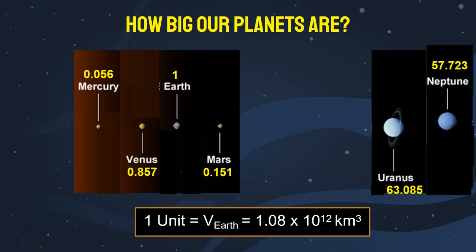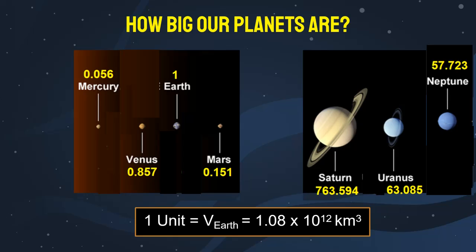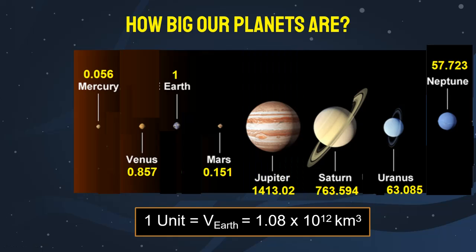Uranus 63.085. Saturn 763 times, okay, in size, in terms of volume. Jupiter 1413 in volume. So, in all the planets, if you see, Jupiter is the biggest planet.